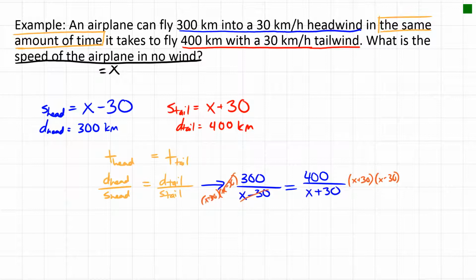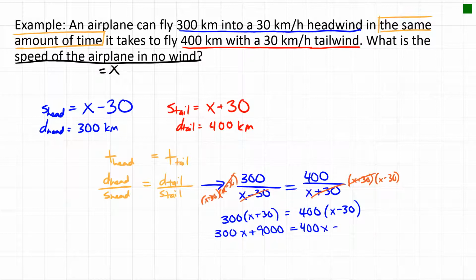And cancel anything that can cancel. And I'm left with 300 times x plus 30 is equal to 400 times x minus 30. And now we're going to go ahead and solve for x. I'm going to run out of room here a little bit. I wasn't smart with my space. So 300x, 300 times 30 is plus 9,000 is equal to 400x minus 400 times 30 is minus 12,000.